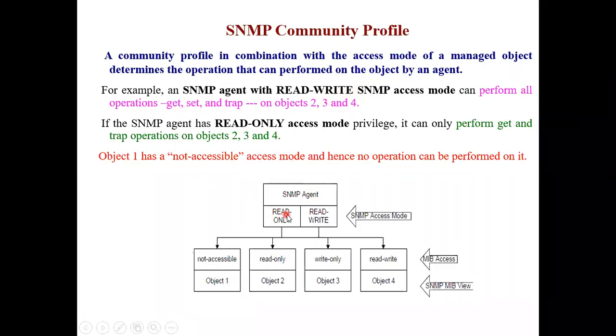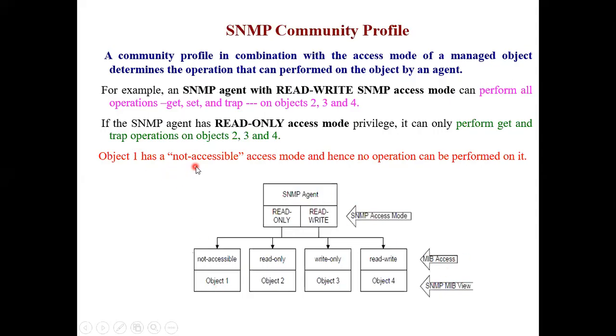Now suppose the SNMP agent has only read-only access mode privilege. Which operations come under read-only? It can perform get and trap operations on objects 2, 3, and 4. With read-only I can just read the value, I cannot do anything else. For trap I can just send or get the value, but I cannot write anything on it. All these combinations are just examples, nothing like this is actually happening, just to explain the SNMP MIB view and the access policy.